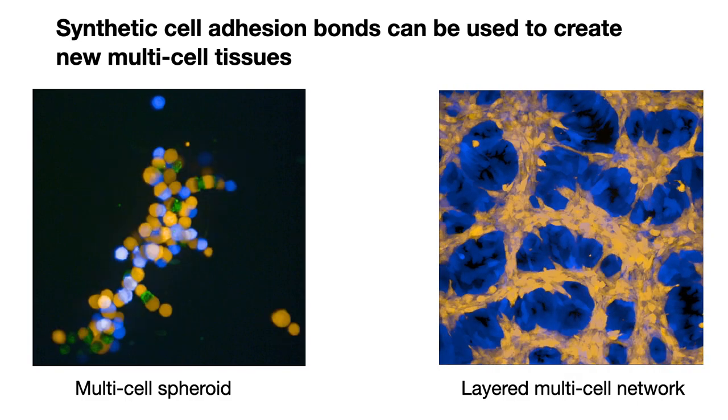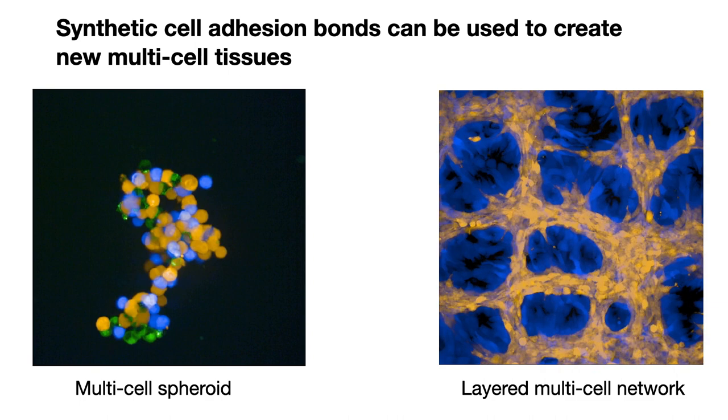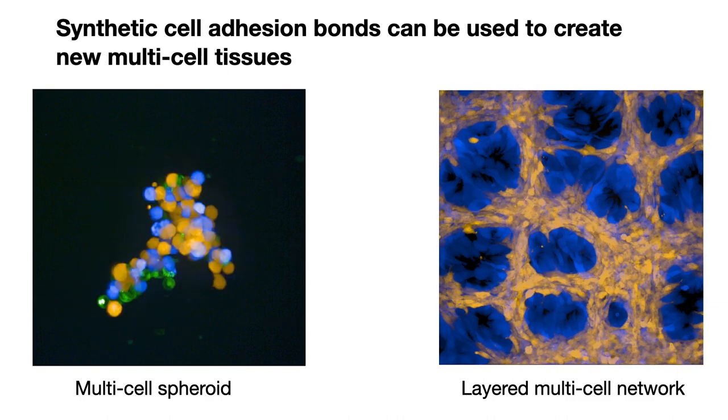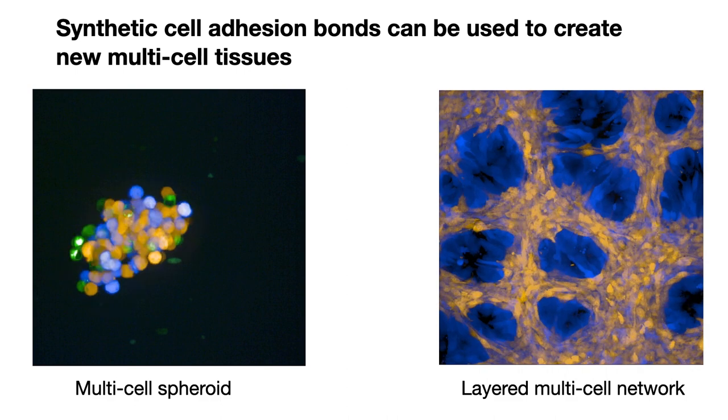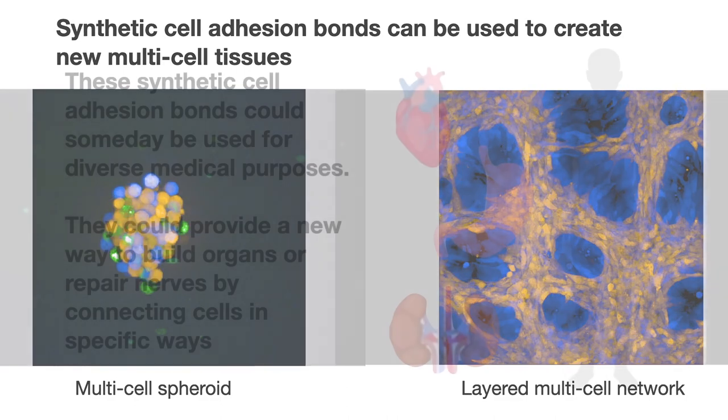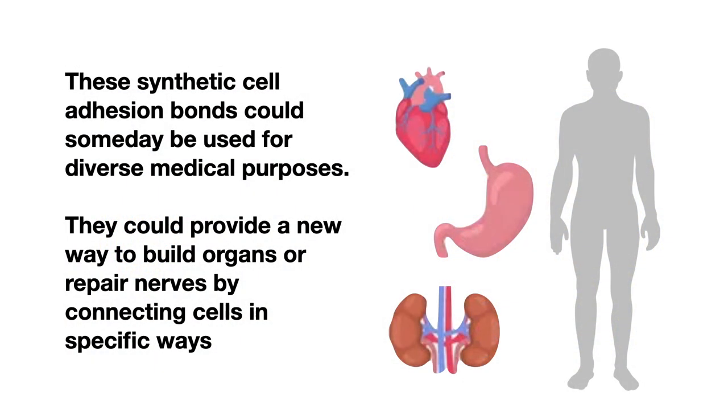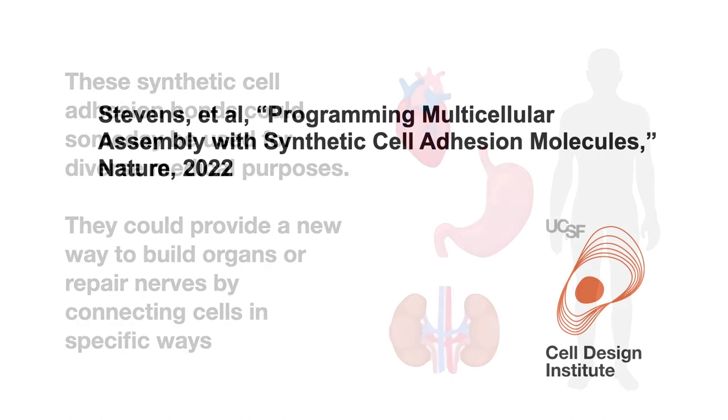Synthetic cell adhesion bonds can be used to create an array of new multi-cell tissues, like those shown in this video. These synthetic cell adhesion bonds could someday be used for diverse medical purposes. They could provide a new way to build organs or repair nerves by connecting cells in specific ways.